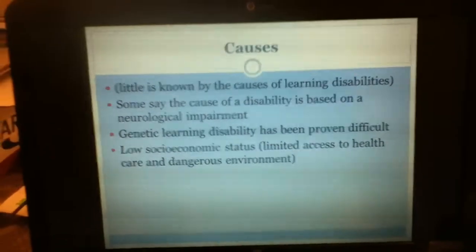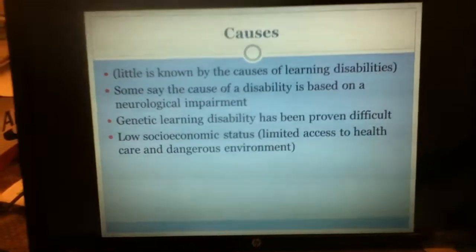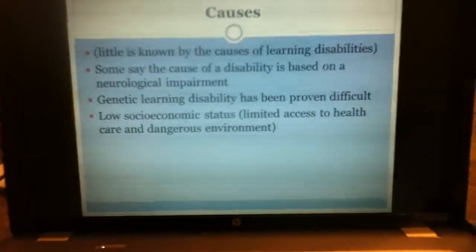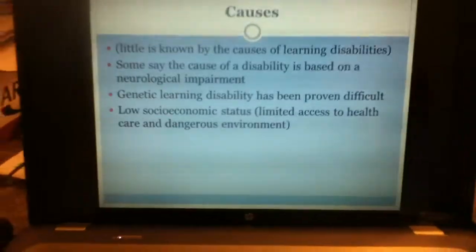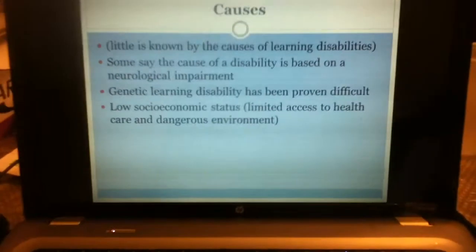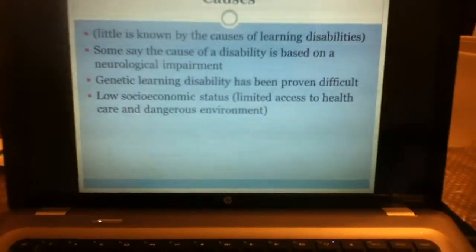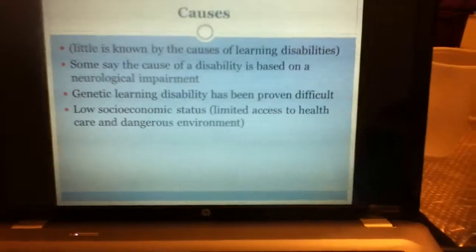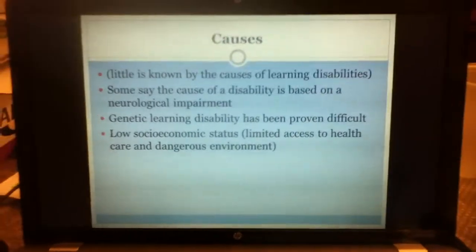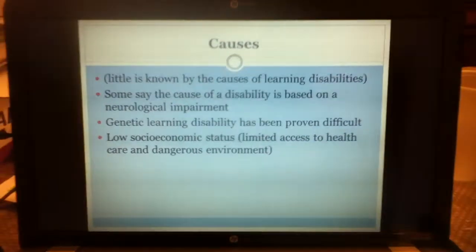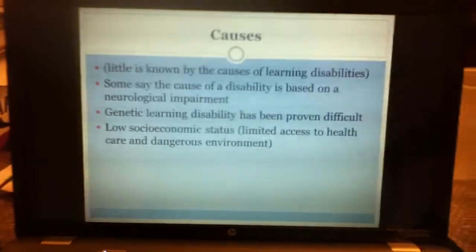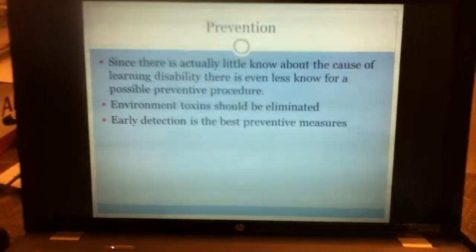Causes. Now, there's little known about the causes of learning disabilities. Some research studies do say that the cause of a disability is based on neurological impairment, which means it's something in the brain. There's also studies that say that it's genetic, but it's hard to prove. And genetics means something that the child has got from the father or the mother. It's something embedded in them. And then low socioeconomic status, which would make it hard for them to have access to the health care that they need. And then them also living in dangerous environments.